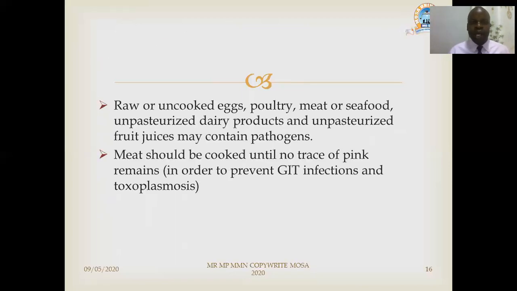Raw or uncooked eggs, poultry, meat, or seafood, unpasteurized dairy products, and unpasteurized fruit juices may contain pathogens. So we are saying before you eat something, you need to check the levels of hygiene of the foods that you are eating. They could be a good source of pathogens which will bring about the opportunistic infections we are discussing. Meat should be cooked until no trace of pink remains in order to prevent GIT infections and toxoplasmosis.